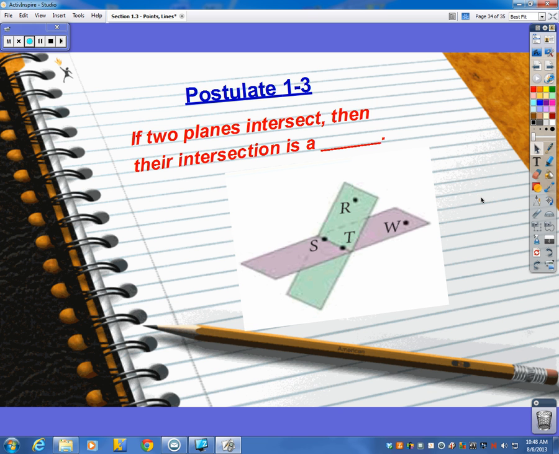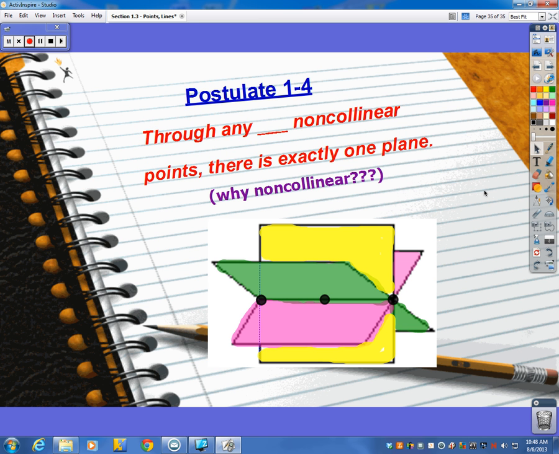And we're going to end with two postulates. The third postulate in the book says that if two planes intersect, then their intersection is, and this is what we just have been doing, a line. So when these two planes come together, it shows here that they kind of meet at S and T, but technically they also meet at everything in between. So they intersect at a line. And the last one: through any three non-collinear points, there is exactly one plane.